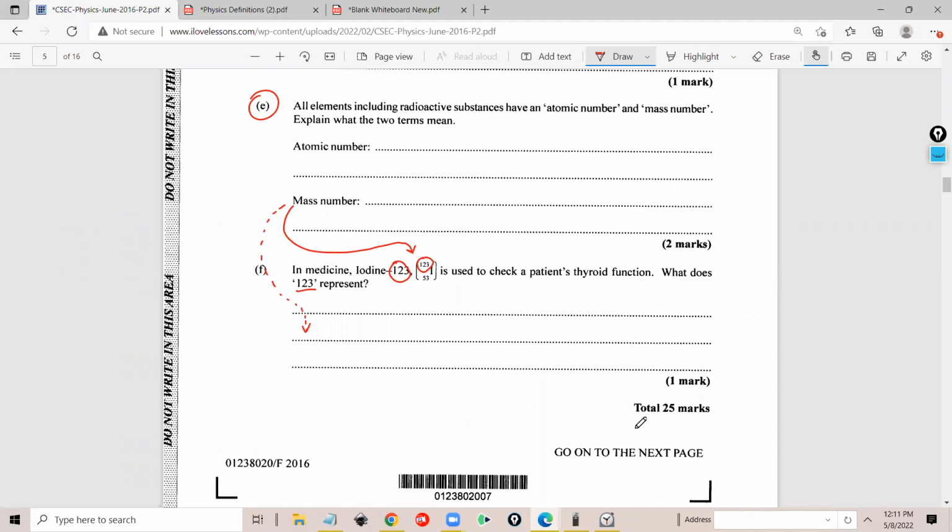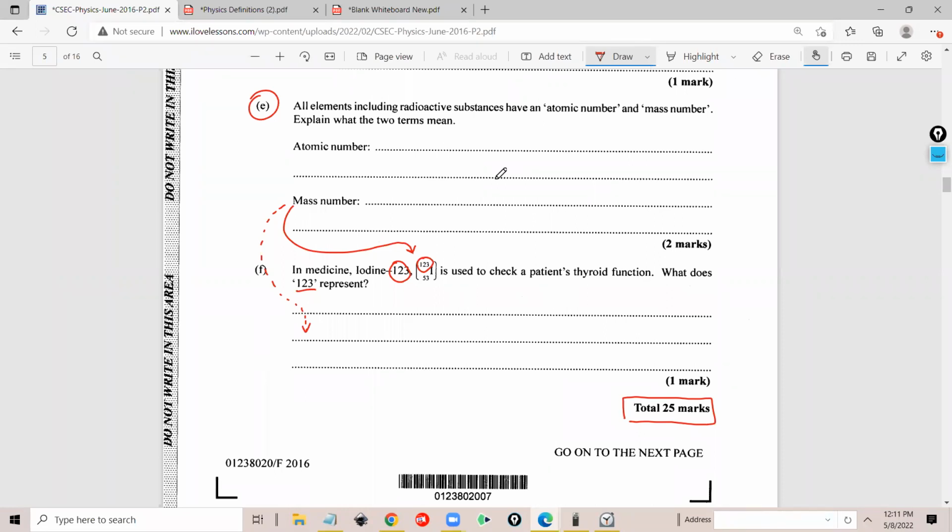To me, this question was super easy for 25 marks. How many of you think you will have gotten at least 20 of those 25 marks? Like you're confident that you're coming out with 20 or more marks there. All right. So you see, physics not really that hard, right?